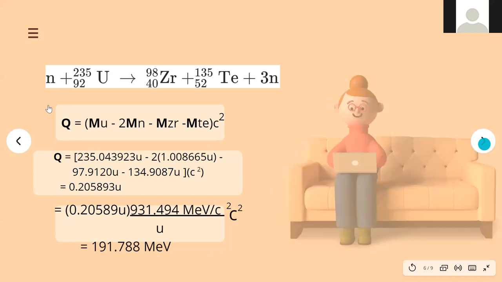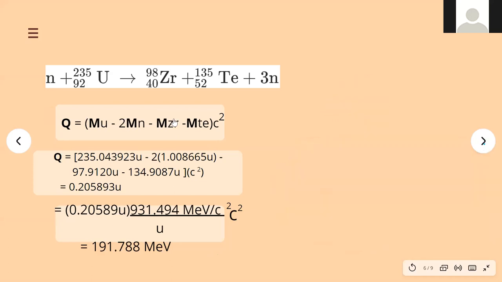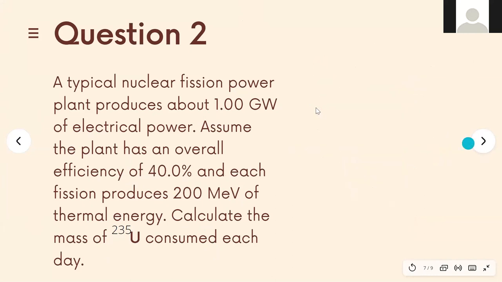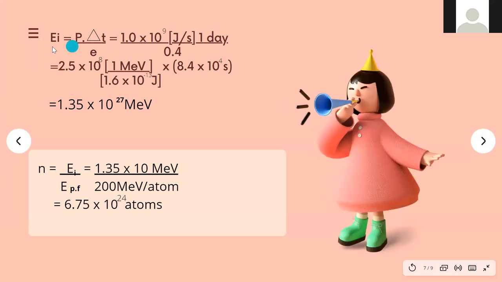Proceed to the second question. A typical nuclear fission power plant produces about 1 gigawatt of electrical power. Assume the plant has an overall efficiency of 40% and each fission produces 200 MeV of thermal energy. Calculate the mass of uranium consumed each day. So how to do this? This is actually an extra question, which is not provided in the book, in the module. This is the way that we can do it.